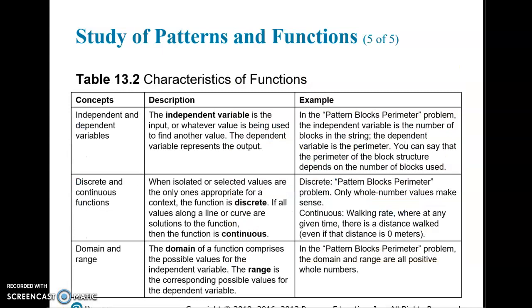Independent and dependent variables. The independent variable is the input, or whatever value is being used to find another value. The dependent variable is the output. Discrete and continuous functions. When isolated or selected values are the only ones appropriate for the context, the function is discrete. If all the values along a line or curve are solutions to a function, then the function is continuous. Domain and range. The domain of a function corresponds with the possible values for the independent variable. The range is the corresponding possible values for the dependent variable.